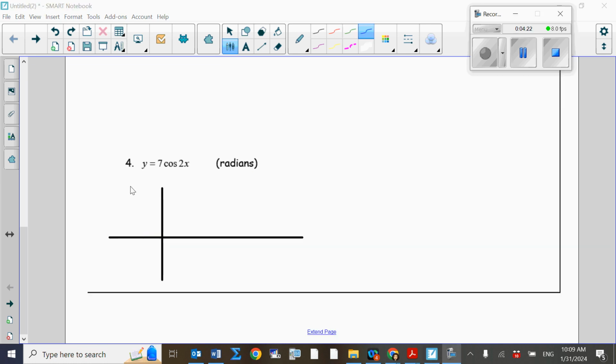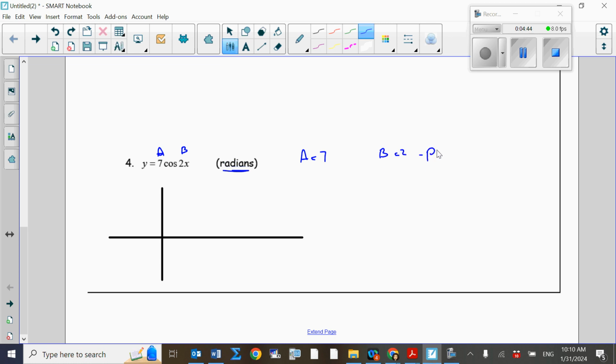Okay, now let's work on number 4. 7 cosine of 2 pi. Again, we have an amplitude which comes from this a value. Amplitude is 7. Notice that this one is in radians. This was a, and this one is the b value.